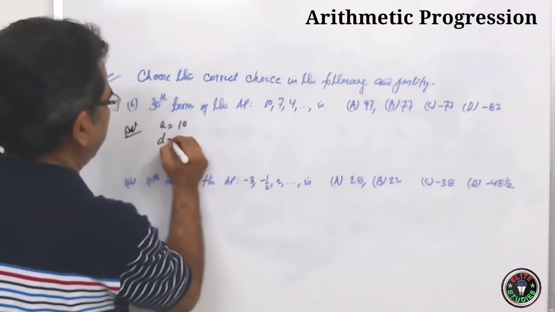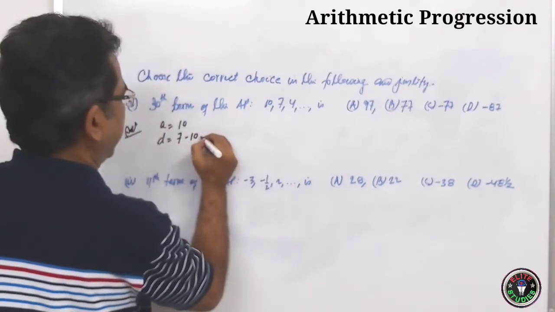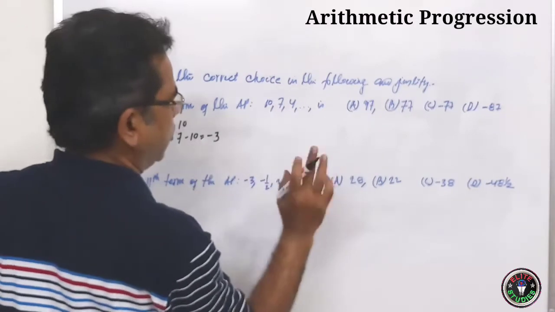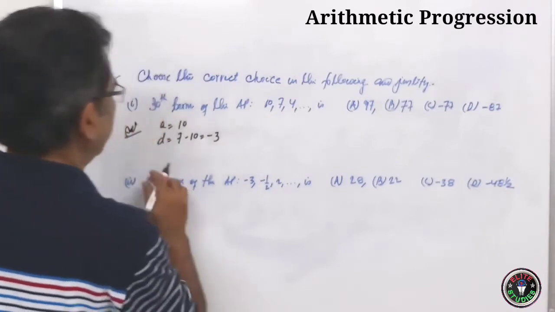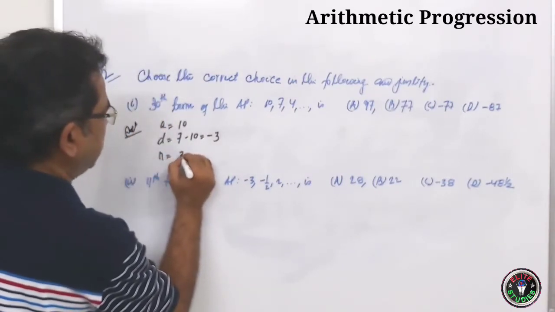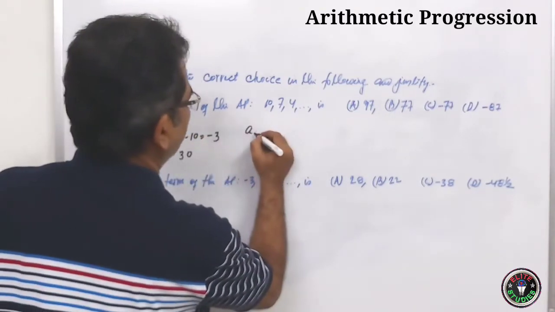And D you can easily find out. What is that? 7 minus 10 is equal to minus 3. No need to check 4 minus 7 again, because it's already in AP. So all the differences will be the same. And what is N? N is equal to 30. You have to find the 30th term. So N is equal to 30. Means A30 you have to find out.